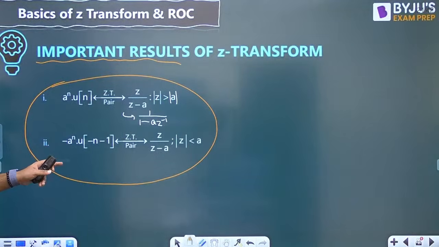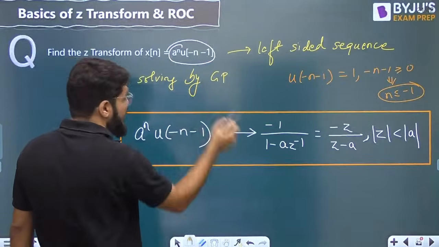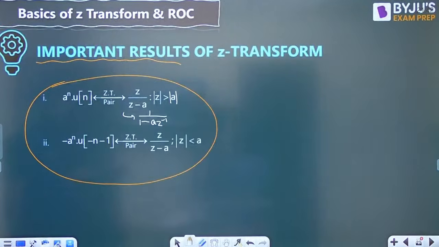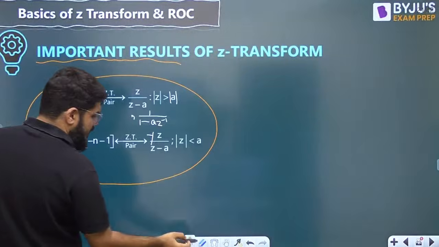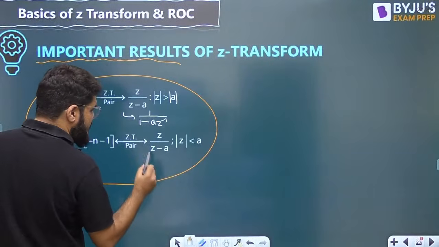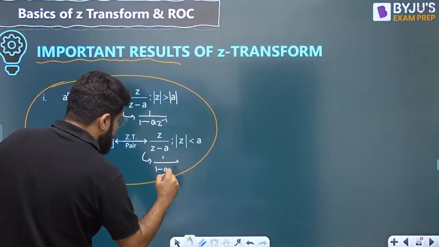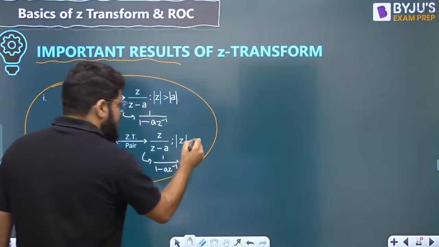Similarly, what formula did I define? I defined the formula for a power n u of minus n minus 1. So if I want to place a minus sign here, then this minus sign from here will get cancelled. So minus of a power n, u of minus n minus 1 will have the same Z transform, Z upon Z minus a, or 1 upon 1 minus a Z inverse, for modulus of Z less than modulus of a.